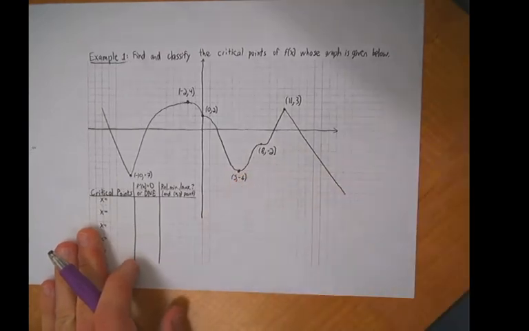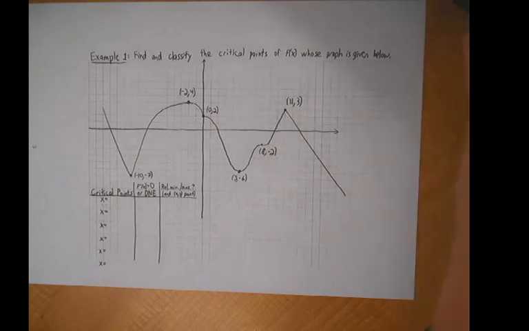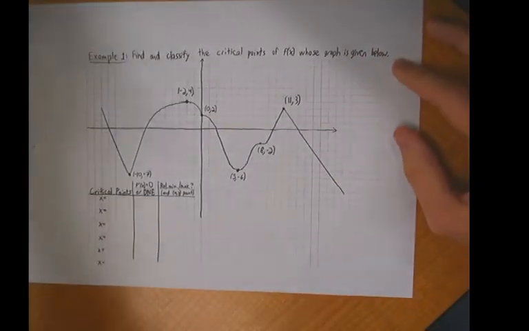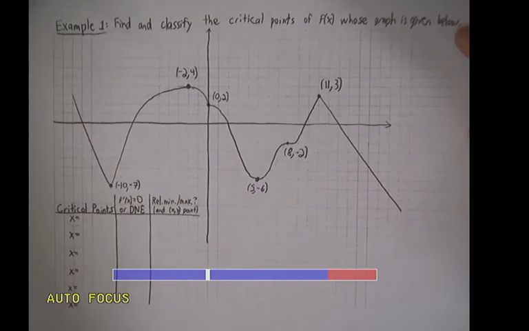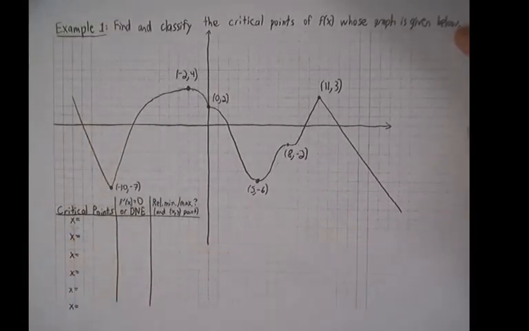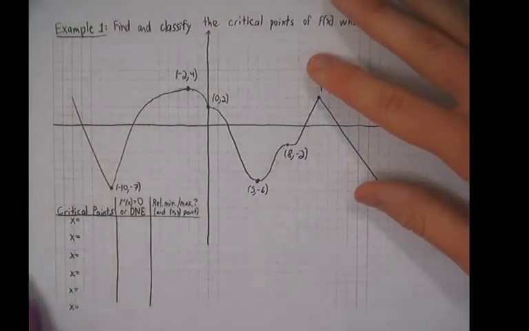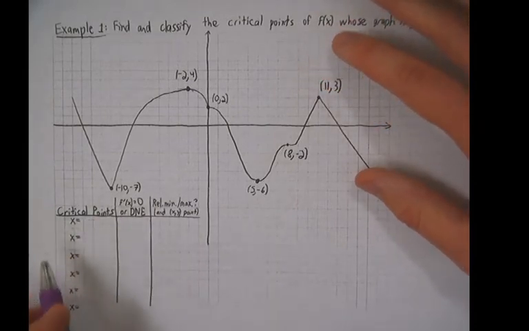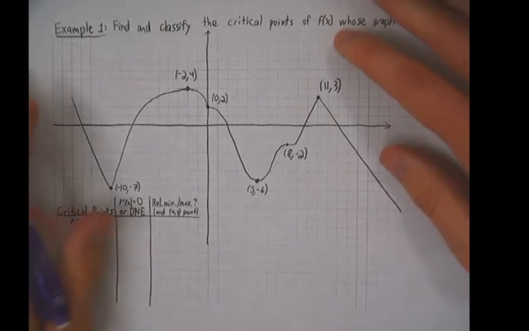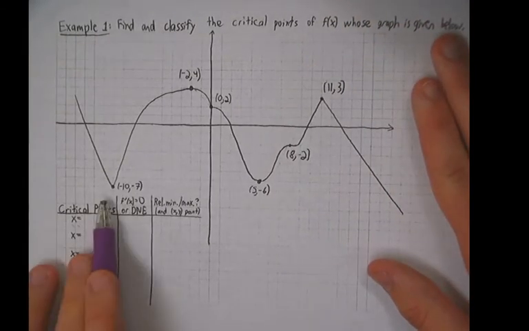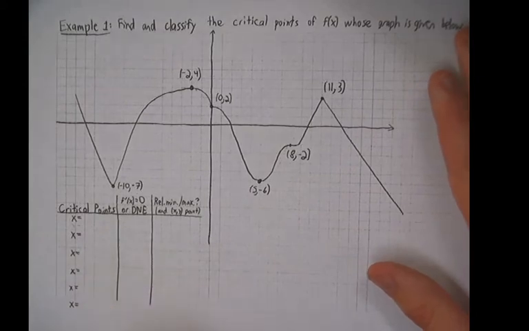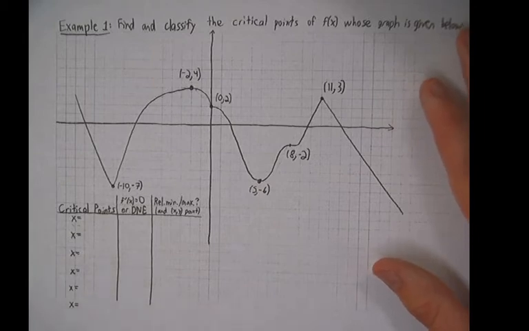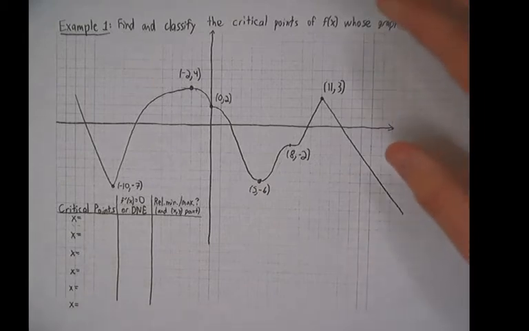Example 1. So we are tasked with finding and classifying the critical points of f of x, whose graph is given below. So here's our graph. Basically we have this little chart here we've got to fill out. Critical points: if this is our graph, we should figure out where the derivative is either 0 or does not exist. So let's go down the line and see where we could have that happen.